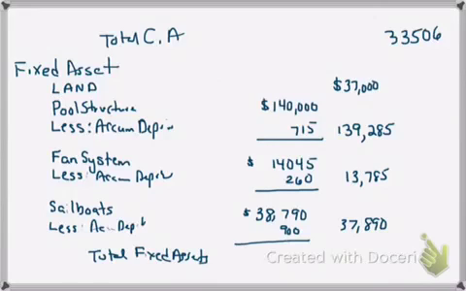Now, for fixed assets, I do need a total, so I'll have total fixed assets. What I'll have here is the $37,000 plus the $139,285 plus the $13,785 plus the $37,890, which is going to give me a total for fixed assets of $227,960. Those will be all the assets that I have. So then I will get to my total assets.